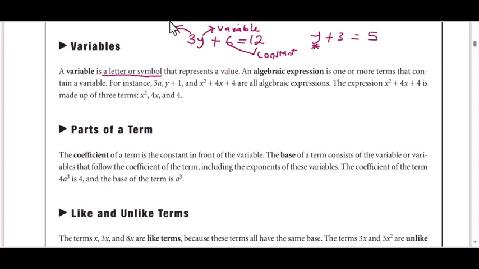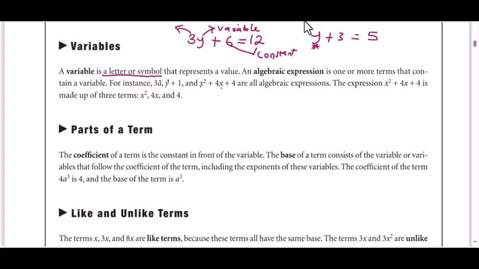So let's continue. An algebraic expression is one or more terms that contain a variable. For instance, 3a is an algebraic expression, and the a is the variable. Y plus 1 is also an algebraic expression. It must not be equal to something, because whenever you introduce an equality, it turns into an equation. But here it's just an expression we're dealing with for the meantime. So in y plus 1, this is our variable y. X squared plus 4x plus 4, so this is the x and the 4x.